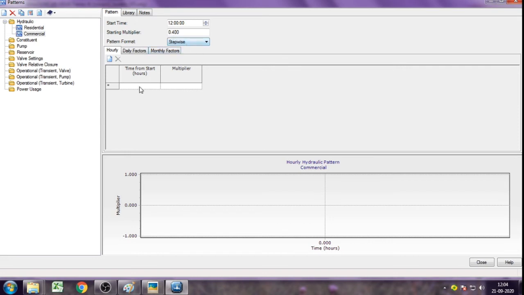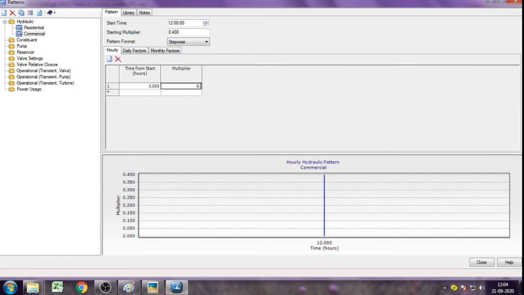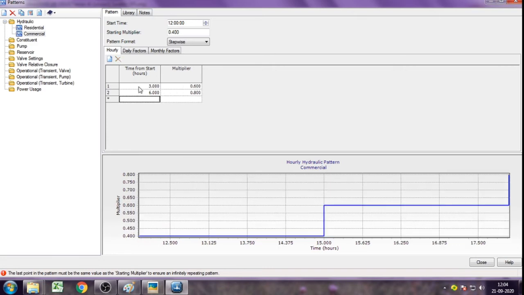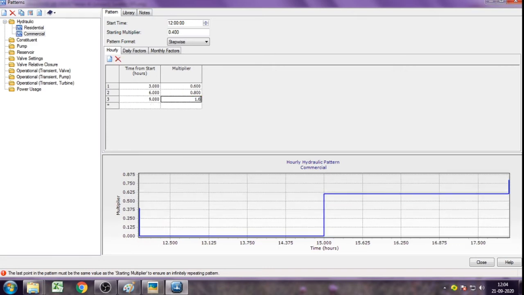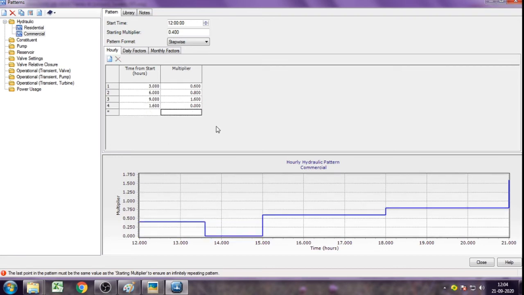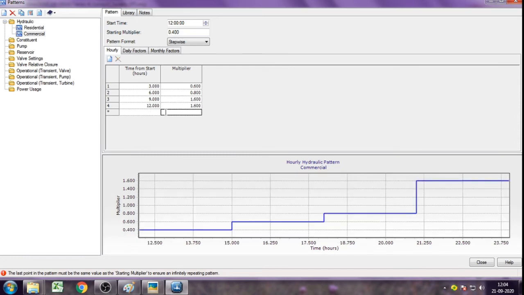The pattern format is stepwise. Time for start, 3 hours, 0.6. So in the morning time it will start increasing at a slow pace, but after 12 hours it will increase to 1.6, because this is the daytime, right? So from 10 to 4 pm or so, the water requirement will be more.